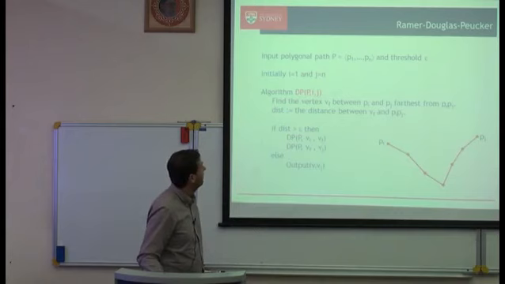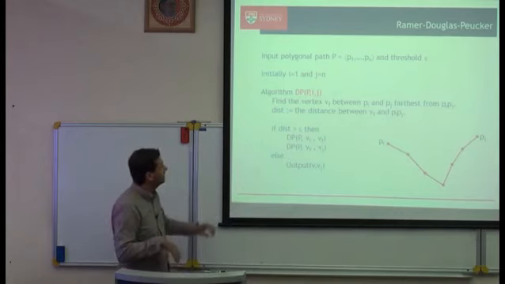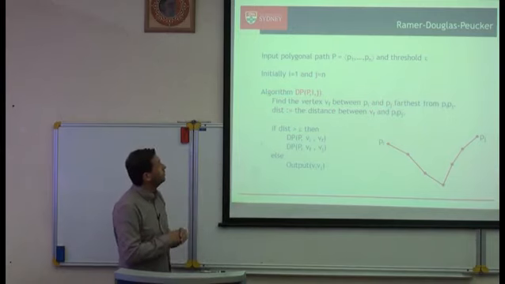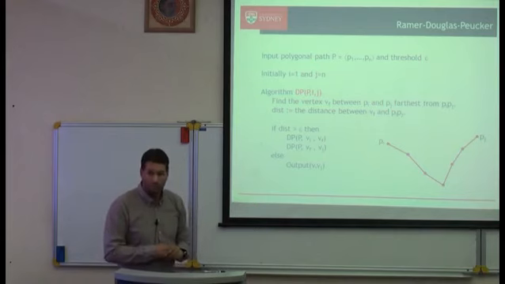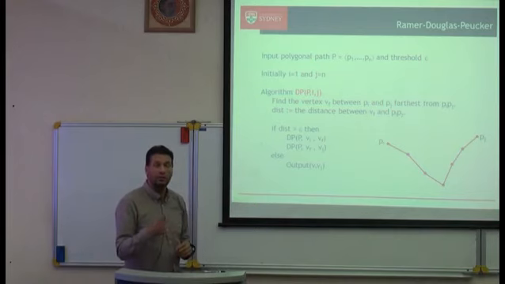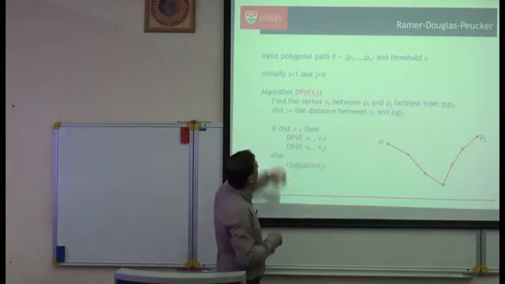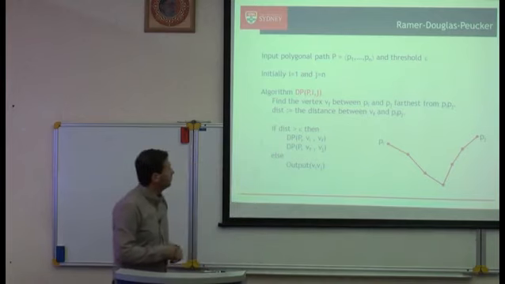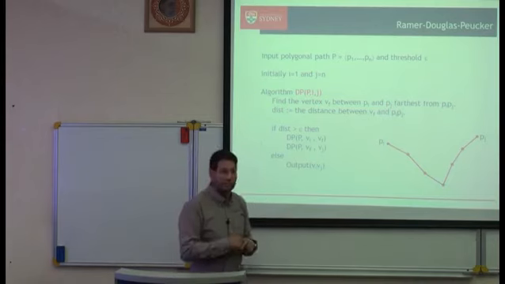Okay. So this is the algorithm in pseudocode. As you see, it's quite simple. As input, we get a polygonal path with endpoints, and we get a threshold epsilon. This is the simplification error that we're going to allow. So then we initialize i to be 1 and j to be n. That's the shortcut that we're going to study.